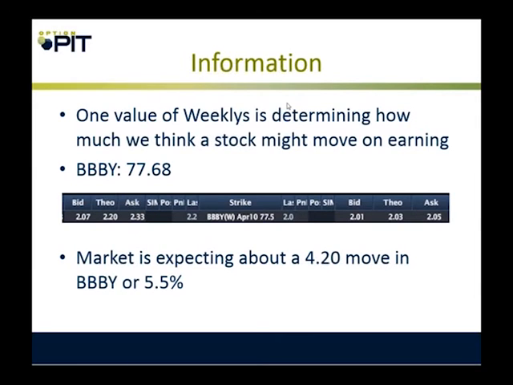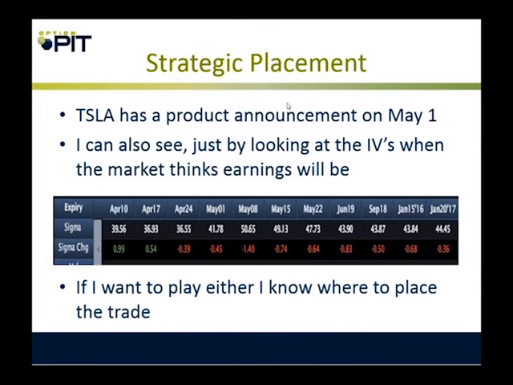All right, now, so there you have it. So we've got kind of the information piece that we discussed. Now let's talk about strategery. Tesla has a product announcement on May 1. I can also see, just by looking at the IVs, when the market thinks earnings will be. If I want to play either, I know where to place the trade. And that's because I've got these weeklies that show me where information is.